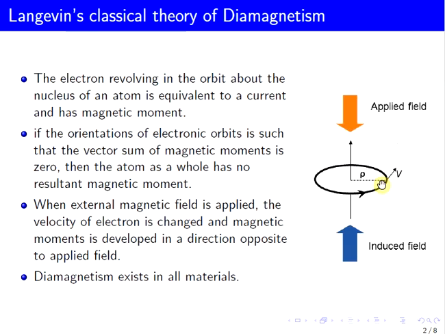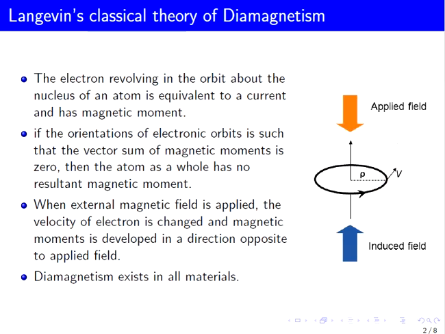Almost all materials show diamagnetism, but as we discussed earlier, the effect is very small. The magnetic susceptibility, defined as the magnetization induced by unit field, is a very small value, only of the order of 10 raised to minus 6. So this effect will be suppressed by strong effects such as ferromagnetism or paramagnetism.